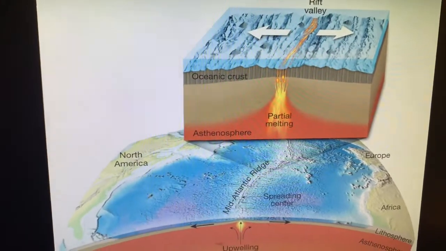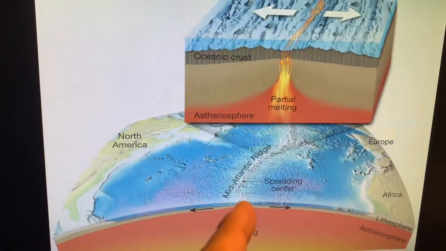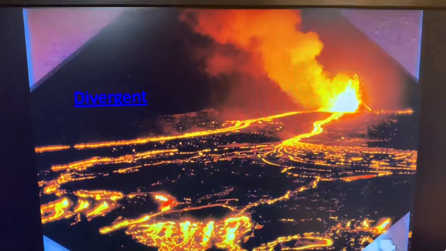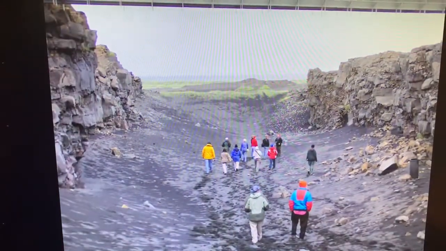Okay, and so we find this a lot of places. One of the places we find this is the Mid-Atlantic Ridge. There's also one in the Pacific Ocean as well, okay? This is what it actually looks like beneath the ocean. You can actually see the break in the crust. Now, there are places where this sticks up, okay? The most common place is in Iceland.